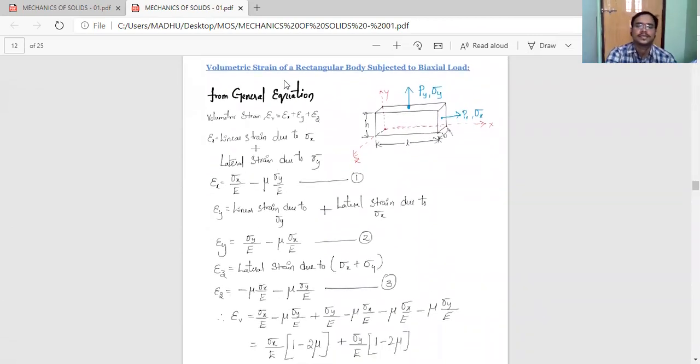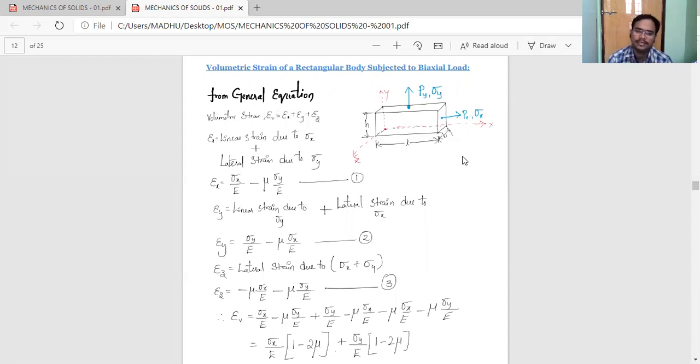Now the same volumetric strain of a rectangular body subjected to biaxial load. When the applied load is biaxial, it is Px and Py. Because of this Px, we will get changes in all the dimensions. In the x direction, the dimension increases because of Px, and in the y and z directions the dimensions decrease. That is the lateral strain.